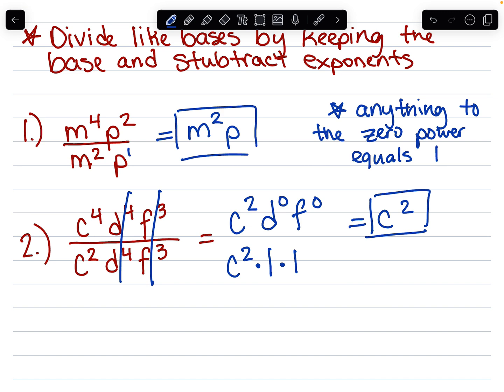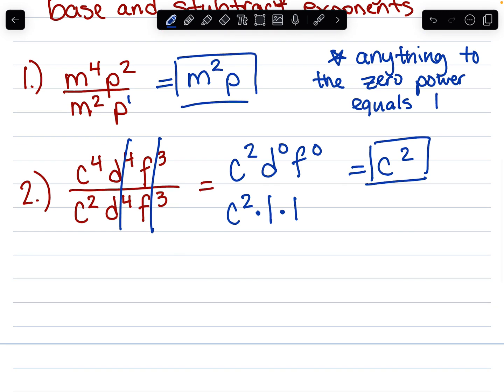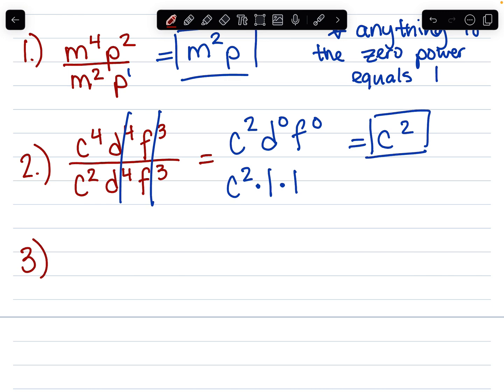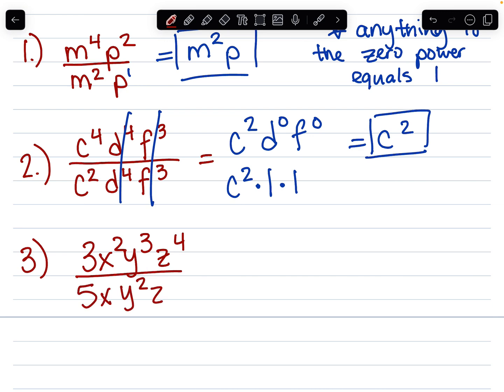Make sense? All right. Now, since we're talking about 0 power, I want to show you this real quick. You don't have to write this example down, but I want you to have at least seen it. If I have this huge long thing, 3x squared, y cubed, z to the fourth over 5x, y squared, z squared, and that whole thing is to the 0 power, what's my answer here? 1.